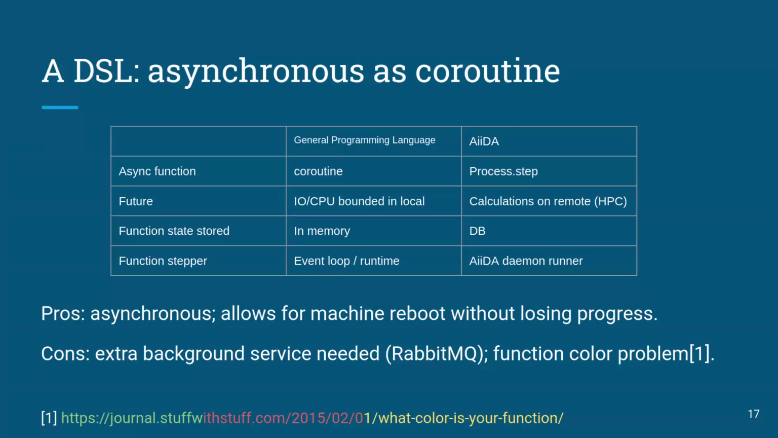On top of that, we also make this state persistent, so it's not just stored in memory, because in a general language, when you close and reopen the program, the memory is lost. But in AiiDA, these things are stored in the database. All this checkpoint information is stored in the database, so it's robust. We actually did this state machine by hand.